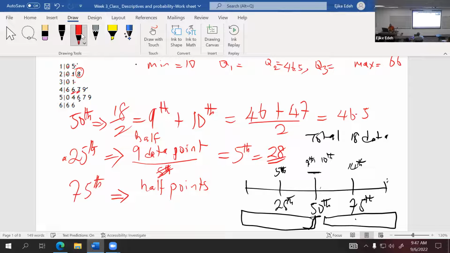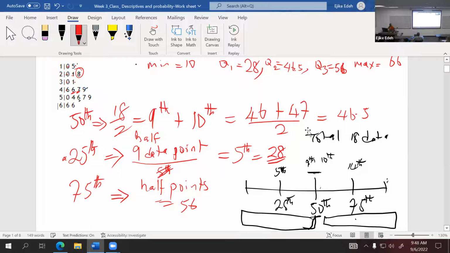So what will be the data value on the 75th percentile? 56. Okay, so this will be 56. So I'm going to write 56 over it. All right, so this we got as Q1 was 28. So we have all of this essentially, the 5 numbers.